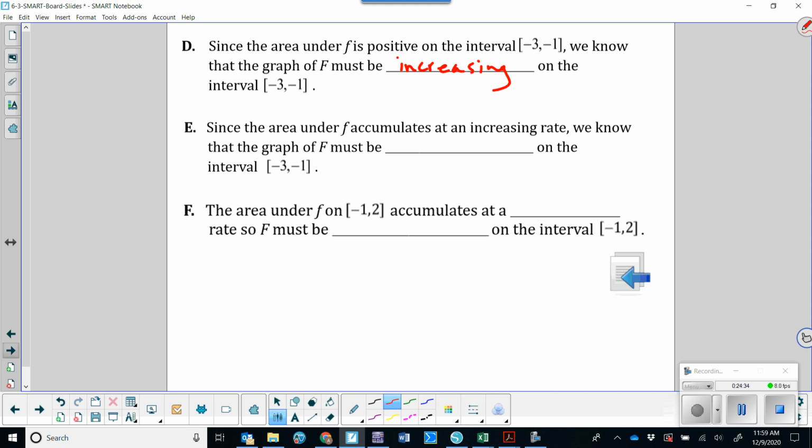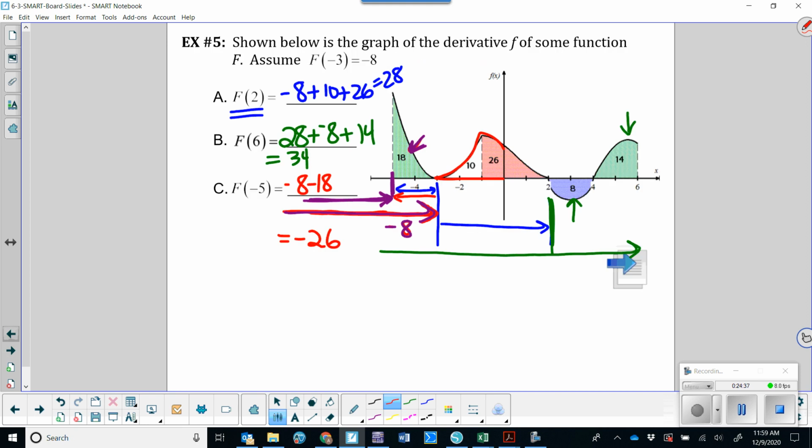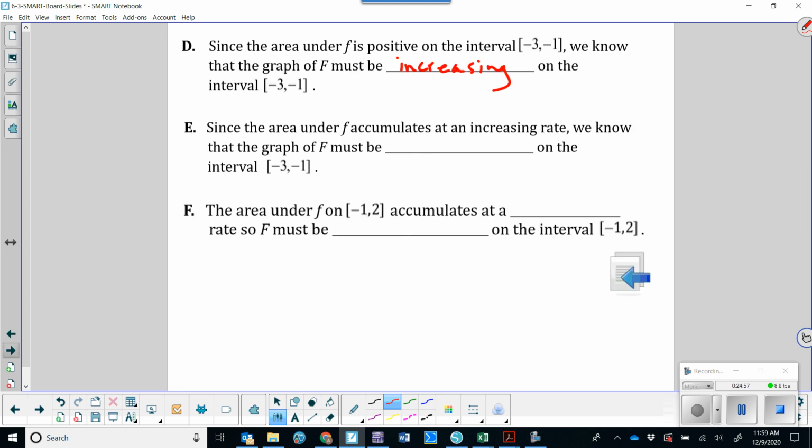Now, if I look at the area underneath, so you can see the graph at the same time. So then they're saying, since the area underneath f in that interval -3 to -1 increases at an accumulating rate. So it's getting more area as I go from left to right. It just keeps adding more and more area. So it is accumulating at an increasing rate. Then that means that we must know that F is concave up, because that accumulation is positive. So its derivative, so to speak, would be positive.